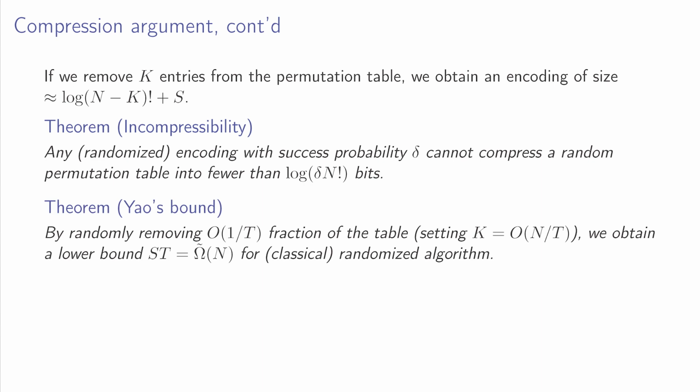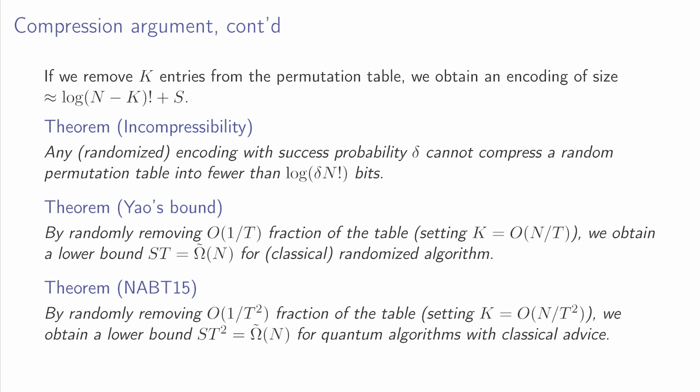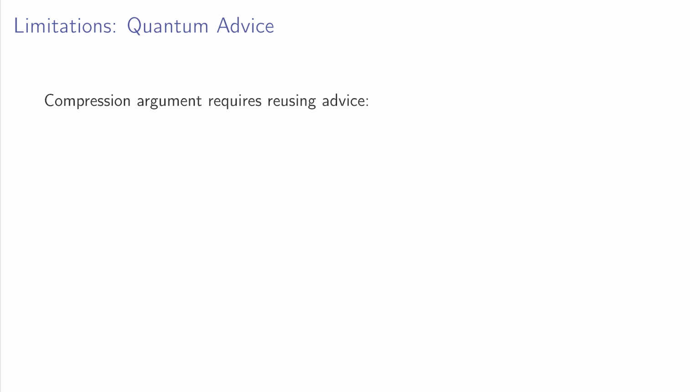If we set k to be roughly n over t, or equivalently we are removing 1 over t fraction of the table, we obtain the lower bound s times t greater than n for classical randomized algorithms, which recovers Liao's bound for classical preprocessing algorithms. If we instead remove 1 over t squared fraction of the table, with this t squared term corresponding to Grover's search algorithm, we obtain the lower bound s times t squared greater than n for quantum algorithms, as was shown by Nayebi et al. However, it seems unclear how to extend this argument to the quantum advice case.